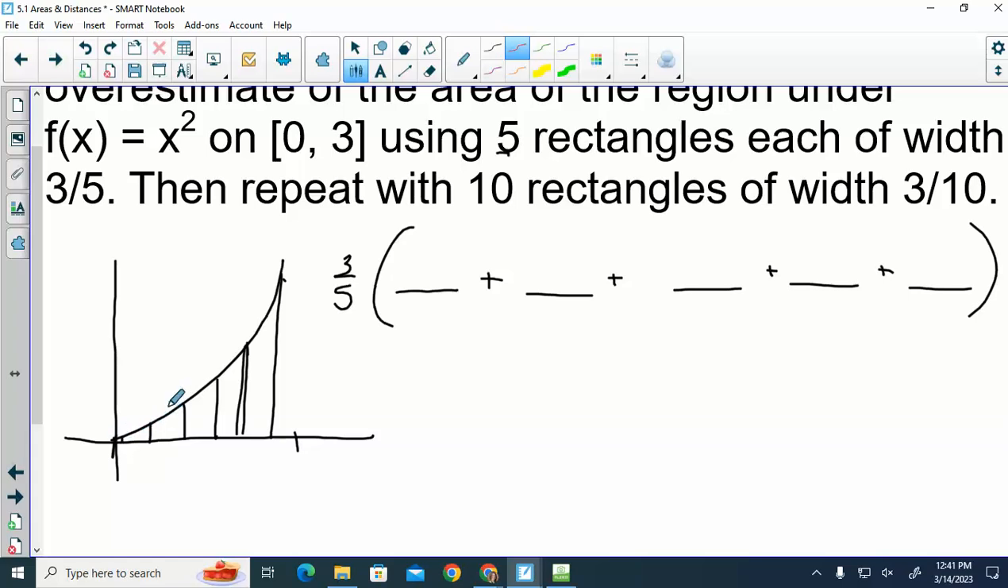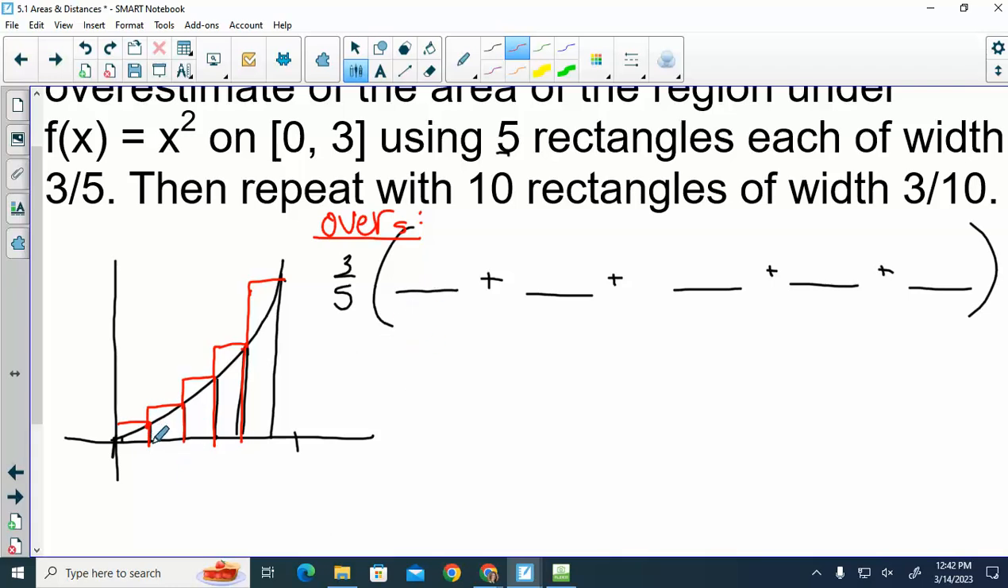When I'm looking at the rectangle, I can either use the left side or the right side to estimate the height. Okay, so if I used this one to estimate the height of the first rectangle, then all my rectangles would look like this. Would this be an over or an underestimate? Over. How do you know that? Because it's over the line. Alright, so I'm going to call this over. I'm going to put a little subscript 5. This is my overestimate with 5 rectangles.